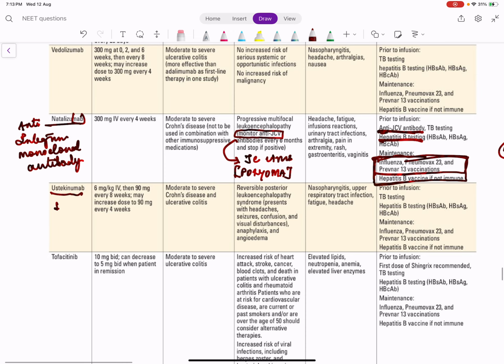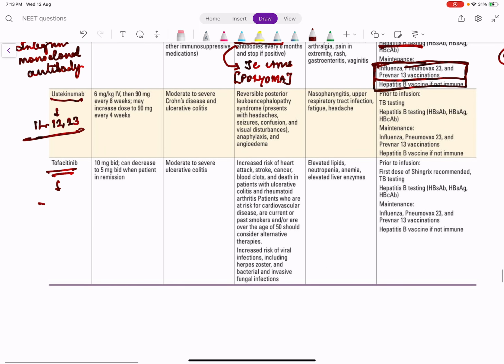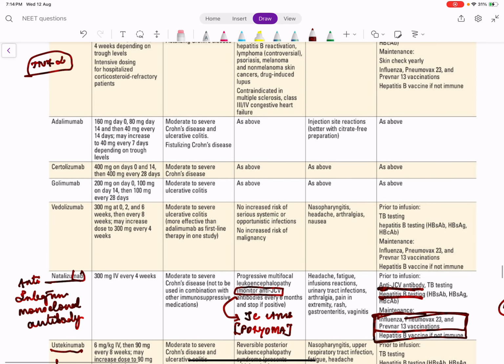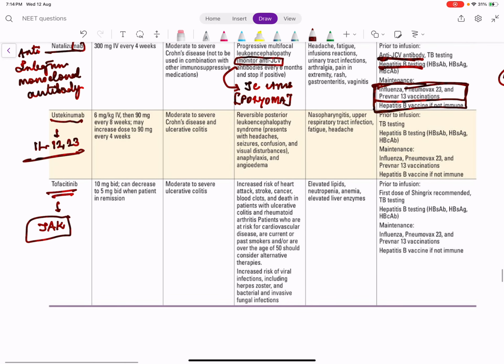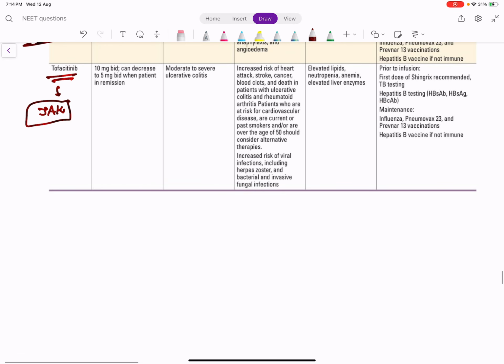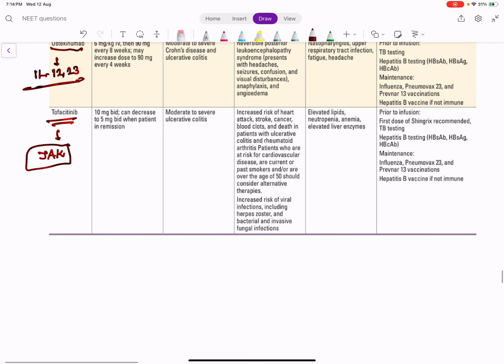Ustekinumab is an anti-interleukin 12 and interleukin 23 antibody, also used in psoriasis. Tofacitinib is a JAK inhibitor. JAK is Janus kinase. It is a downstream signaling molecule for most tyrosine kinase receptors. So infliximab, adalimumab, certolizumab are TNF-alpha antagonists. We have natalizumab, an anti-integrin antagonist, and ustekinumab, an interleukin 12 and 23 antagonist, and tofacitinib is a Janus kinase inhibitor.